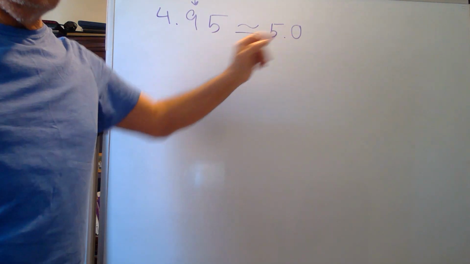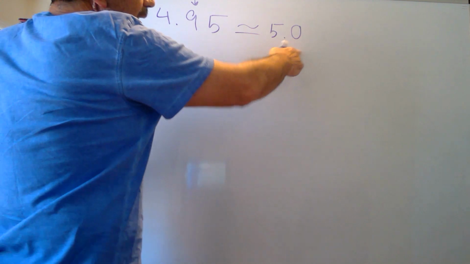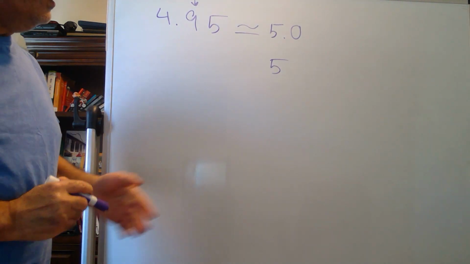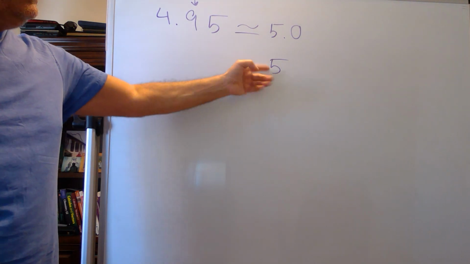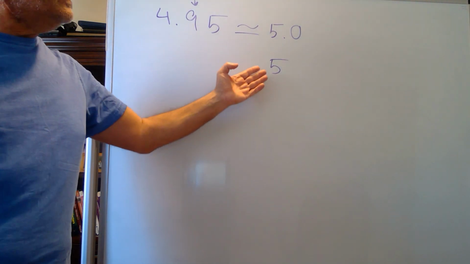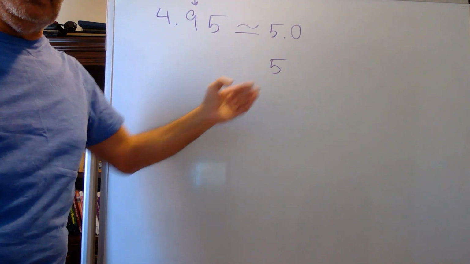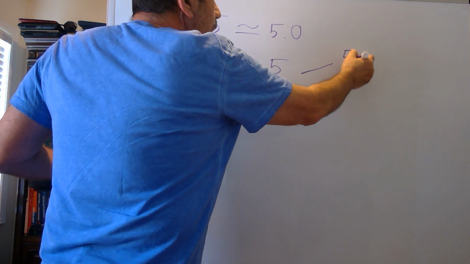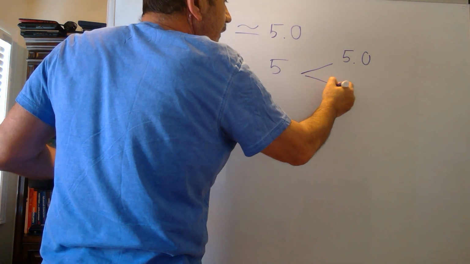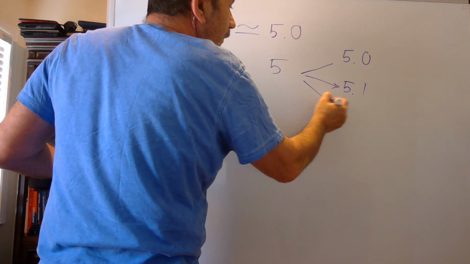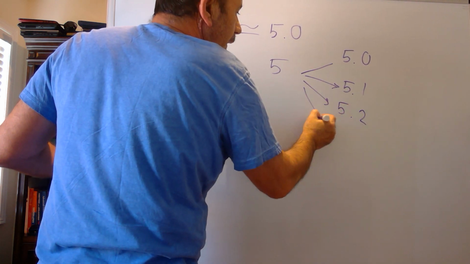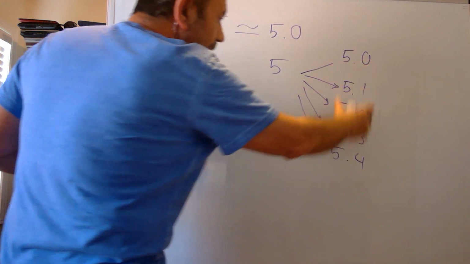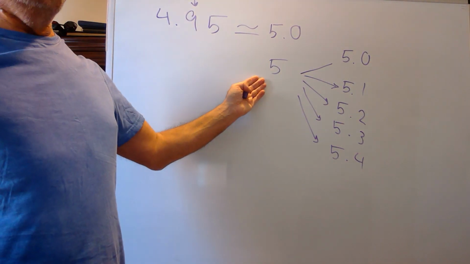Can I eliminate this 0? Can I write it as 5? No. Why? Because if I write 5, it means my accuracy is up to the whole number. When I'm writing 5, it can be 5.0, it can be 5.1, 5.2, 5.3, and 5.4. Right? All of these numbers, if I round them, end up as 5.